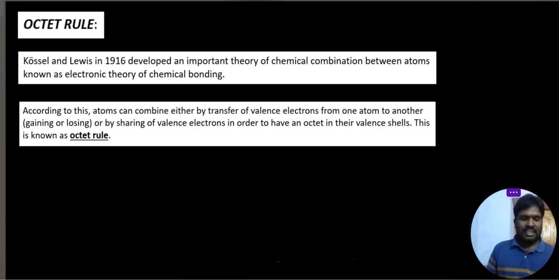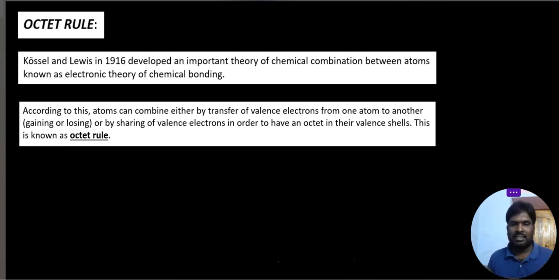According to this theory, or this rule, atoms can combine either by transfer of valence electrons from one atom to another, meaning by gaining or losing, or by sharing of valence electrons, in order to have an octet in their valence shells. This is simply known as the octet rule. Clear? By gaining or losing, or by sharing.